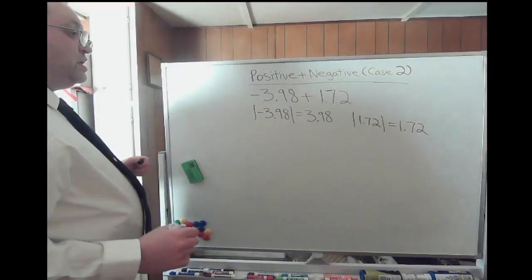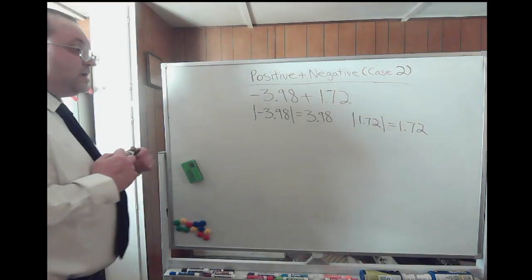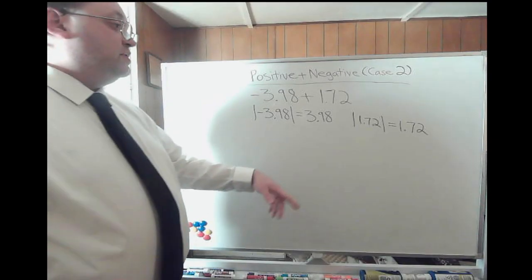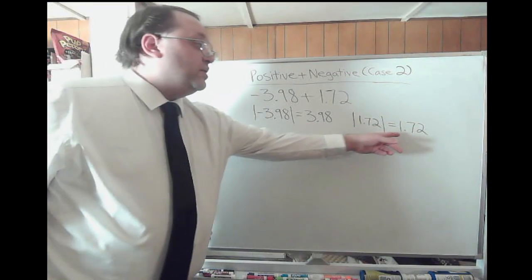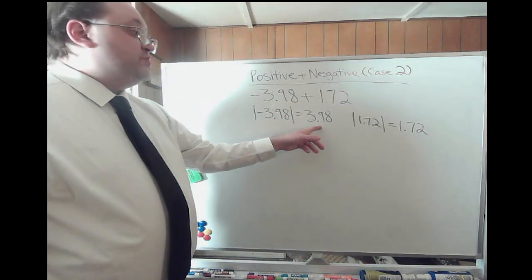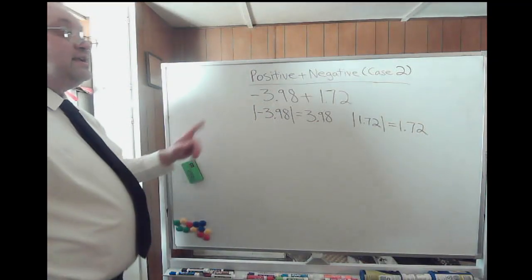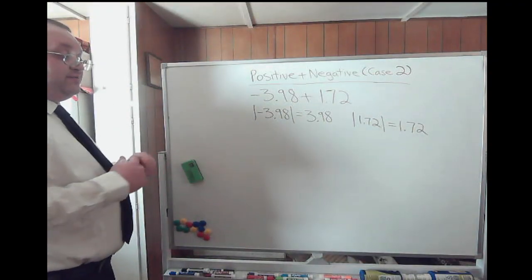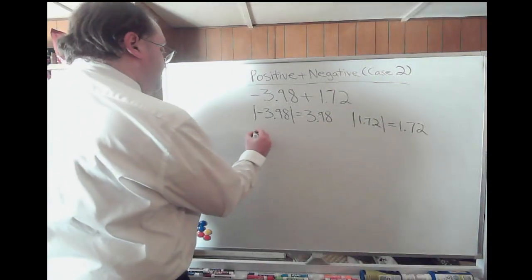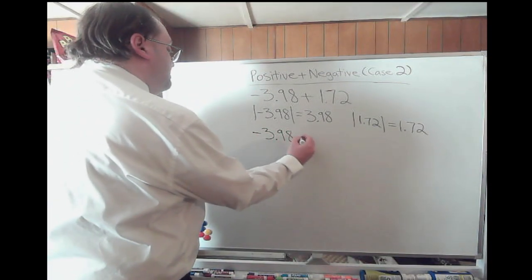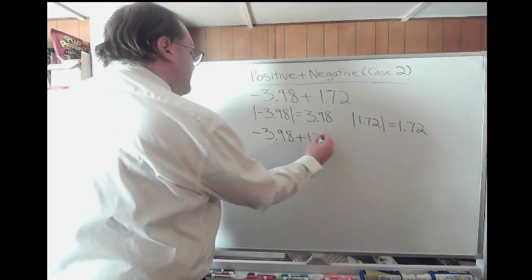Alright. Now, look at these two numbers here. Look at both terms. Look at which absolute value is bigger. In this case, 3.98. If the bigger absolute value in the equation is negative, you will get a negative result. So we can rewrite this problem down below again. You have negative 3.98 plus 1.72.